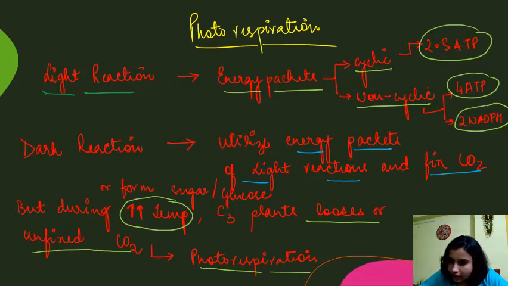synthesize food. But whatever energy has been invested in making food, that food is ultimately broken down in the photorespiration cycle. That means it is a wastage of energy, because you utilized energy to synthesize food, but due to high temperature you are unfixing the carbon dioxide and destroying the food which is formed. This is wasteful energy. The plant has wasted the energy.